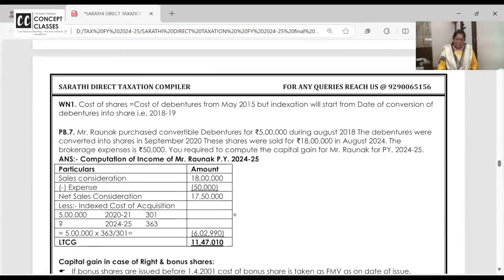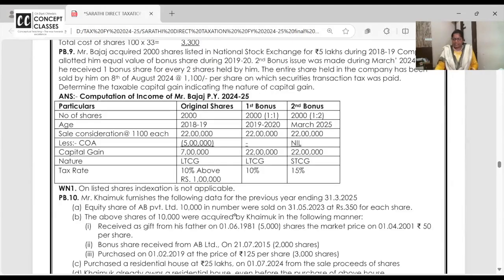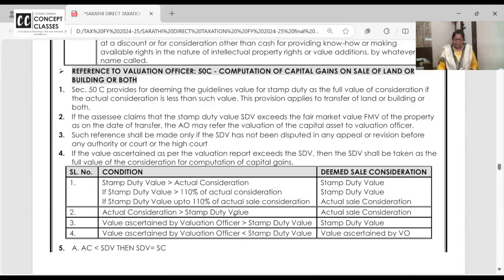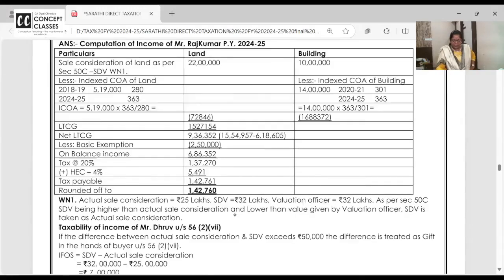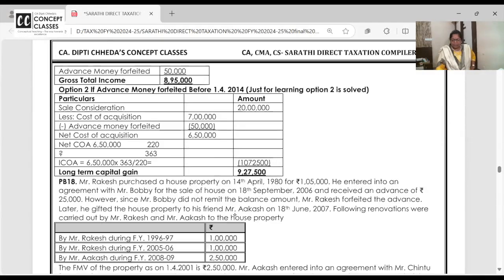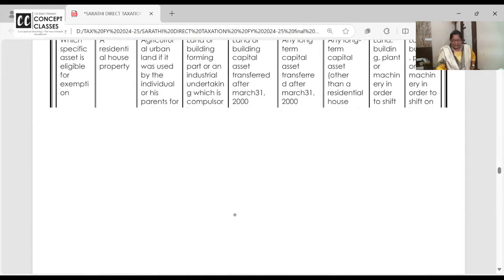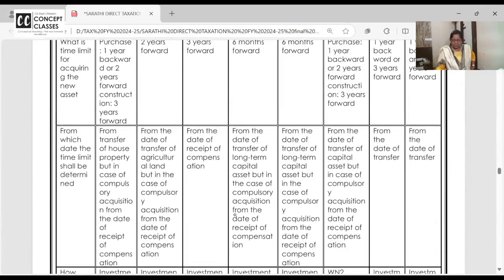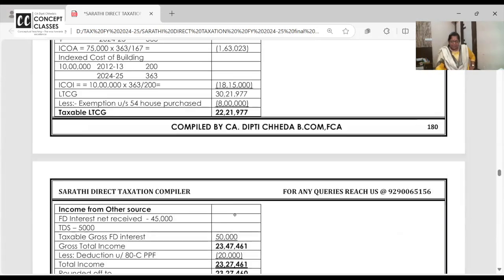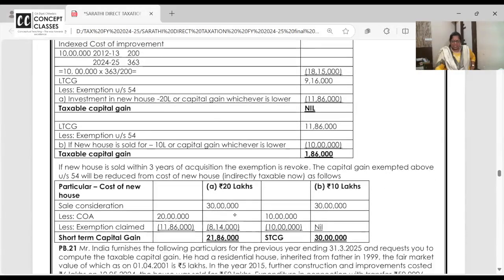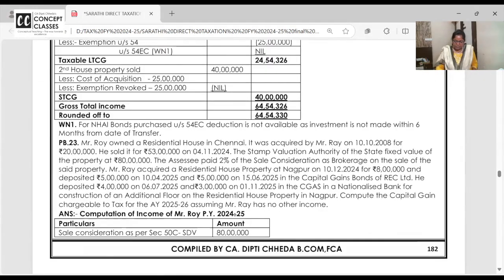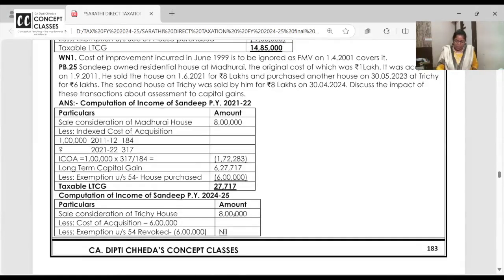Because this one is very important, they can ask you this question, the one which I am taking. Bonus shares, everyone knows that. Right shares, whatever you renounce, will directly be treated as capital gain. Stamp duty value you have to take if it is higher. All these questions we have done in class only, right? Advance money forfeited before 14, deduct from cost. After 14, take it directly. Exemptions we have done all. From the capital gain, you give the exemptions. All these questions we have done.